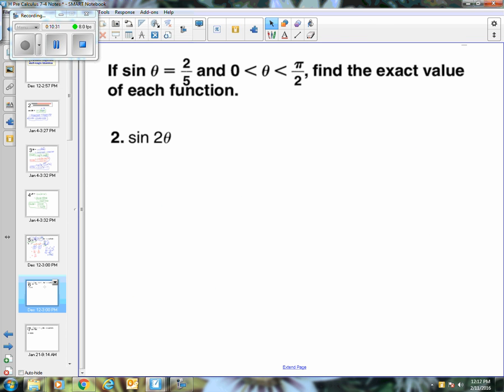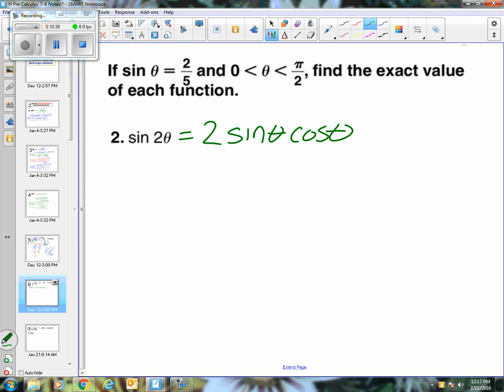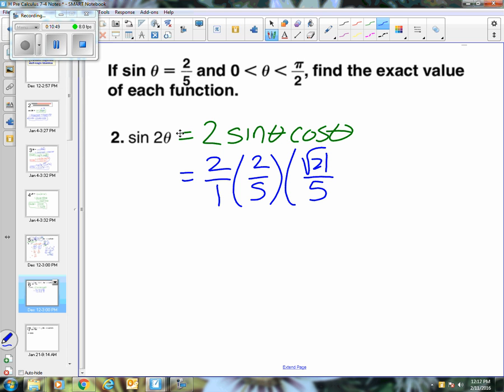Okay, let's try sine. So sine of 2 times theta. So this formula is 2 sine times cosine. So again, I'm just going to replace what I know from the triangles. Again, the 2 being 2 over 1, so be careful. Sine ratio is 2/5. Cosine was square root of 21 over 5. This is the same triangle, same information that we were using before, so we don't have to redraw.